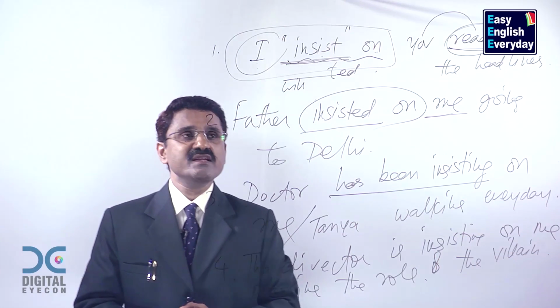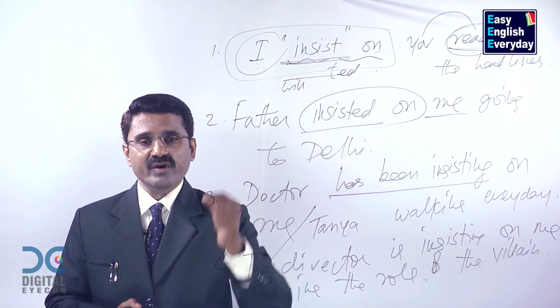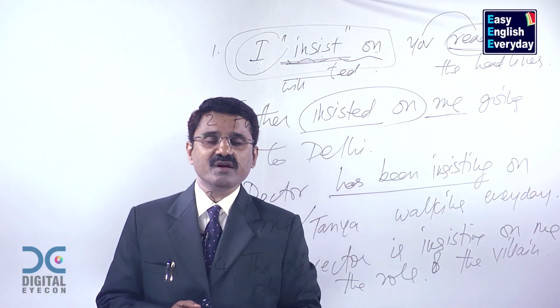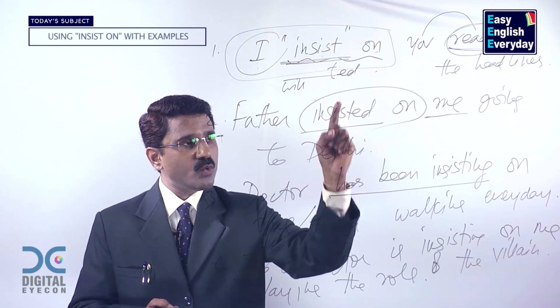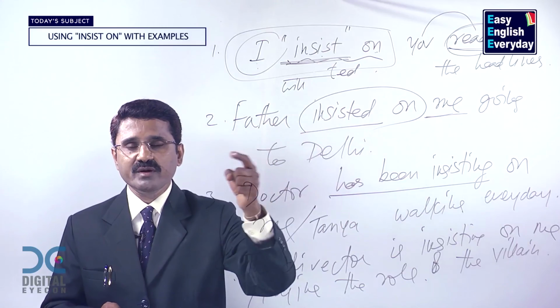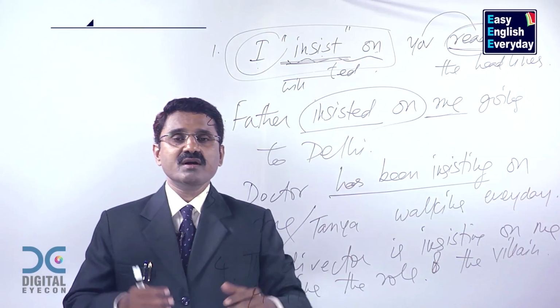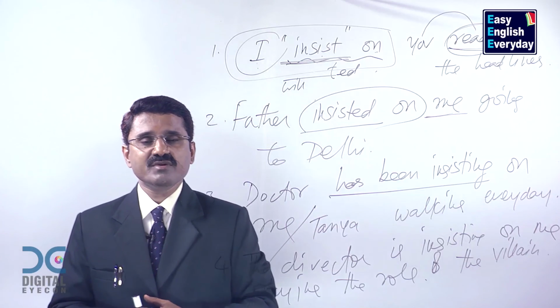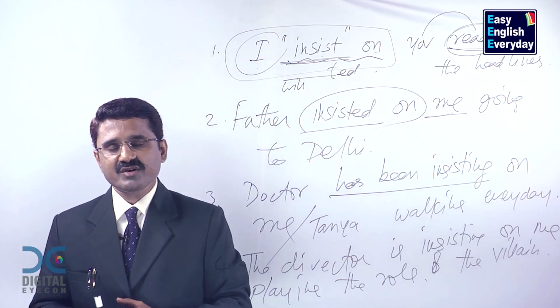So friends, in this video, we have learnt about one more very important, very useful communicative expression using insist on gerund with two persons and with one person. So keep watching our videos more and more repeatedly, large number of times. Try to understand the concepts and make examples. Improve your English language.